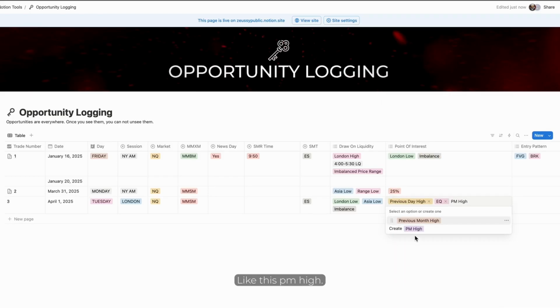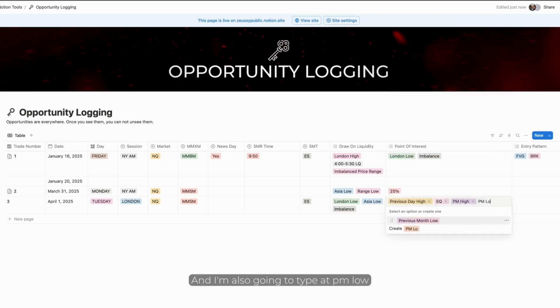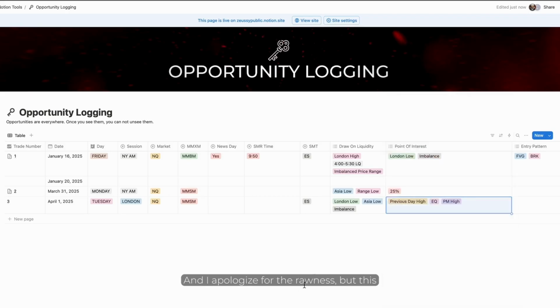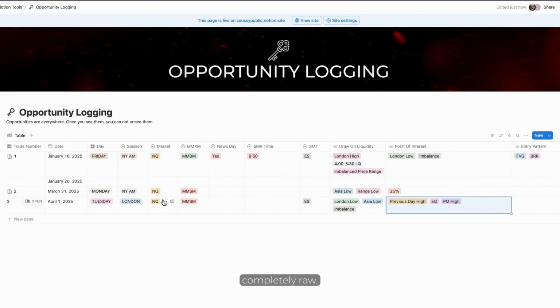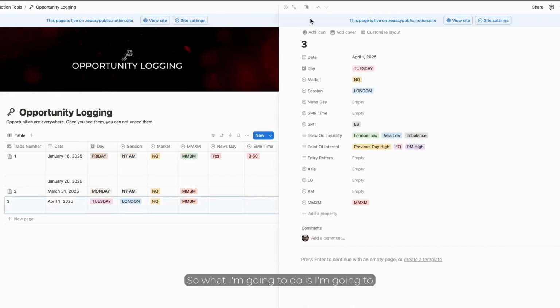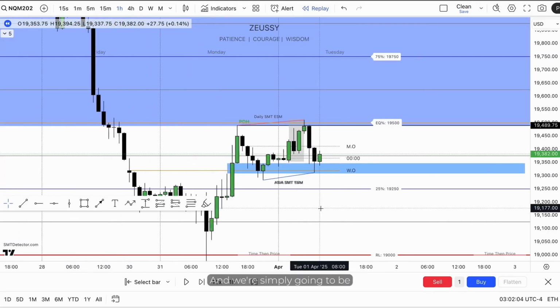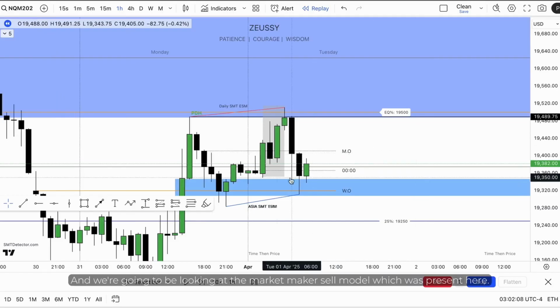Like this, PM high. And I'm also going to type out PM low, because that wasn't in this database yet, and I apologize for the rawness, but this is what it looks like when everything is completely raw. So what I'm going to do is post the chart in here, because I didn't do that yet, and we're simply going to be zooming in here for a moment, and looking at the market maker sell model which was present here.